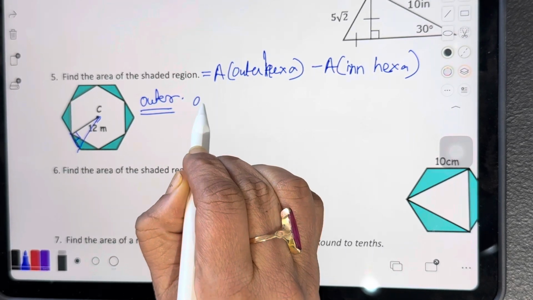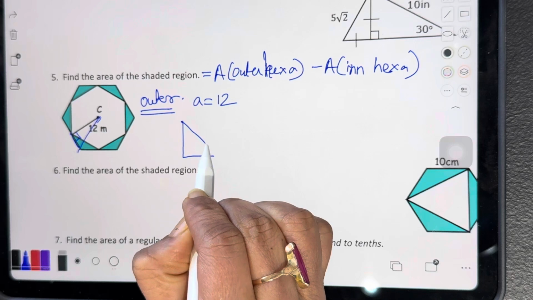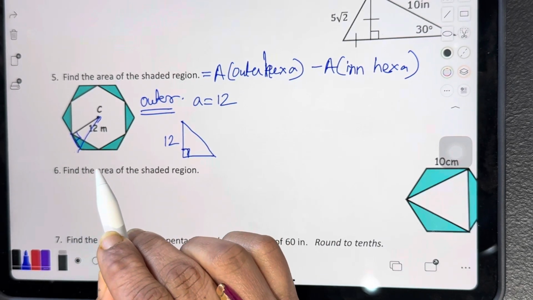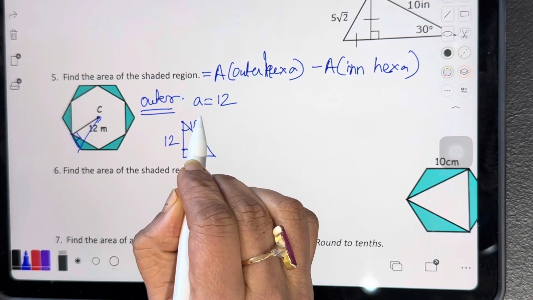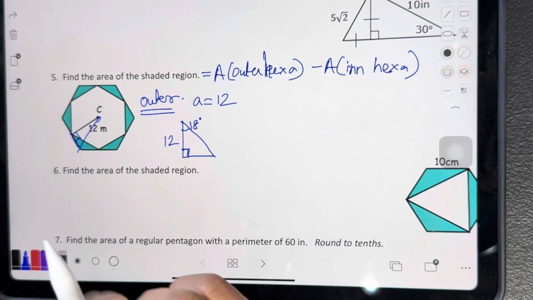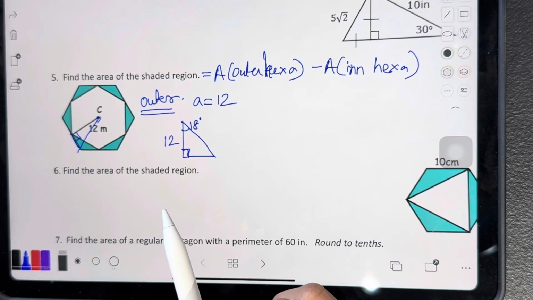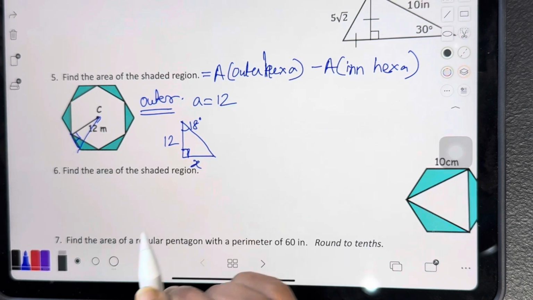So apothem is equal to 12, and the triangle is something like this. Apothem is 12. Since it is a hexagon, central angle will be 36, and half of 36 is 18. You can check my previous video, which is for the angles, the apothem video. You can get an idea how it is 18. Then you need to find this side x.